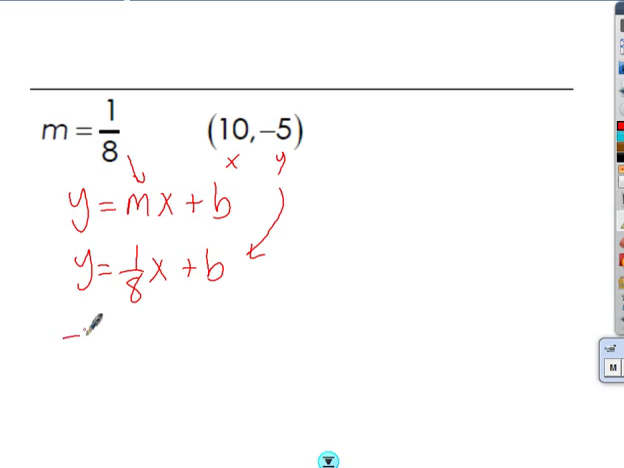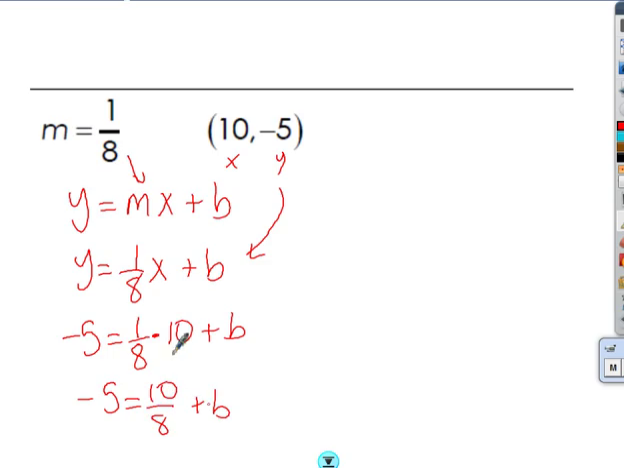When y is negative 5, x must be 10, 1/8 times 10 plus b. Now we have negative 5 is equal to 10 over 8 plus b. We will put this over 1 and do numerator times numerator, denominator times denominator. We can also simplify 10 over 8. I can do that over here on the next step. Negative 5 is equal to 10 over 8 plus b.